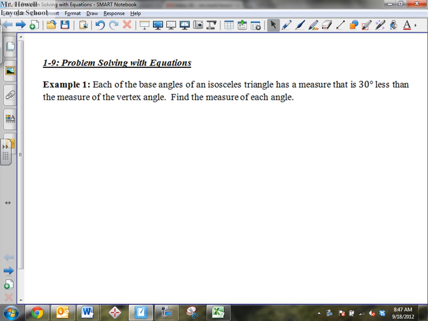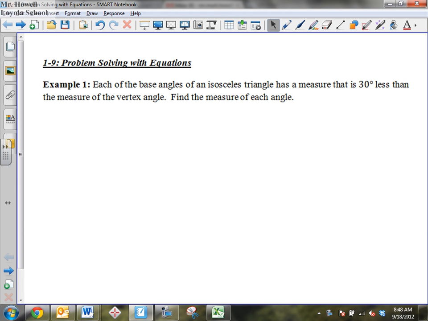Of the base angles of an isosceles triangle has a measure that is 30 less than the measure of the vertex angle. Find the measure of each angle. Okay, find the measure of each angle.